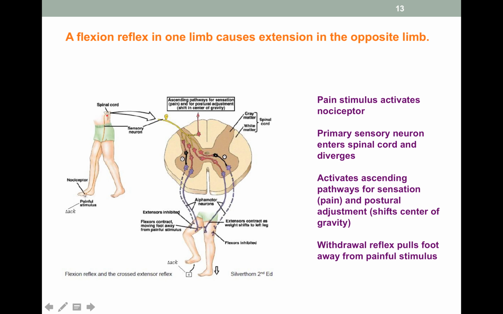And so in this particular example, it needs to get sent to the other leg because it needs to make postural adjustments. So not only do you have to remove your foot from the tack, you also have to prepare the rest of your body to not fall over in the meantime. So this reflex is also going to branch out and address those issues as well. So it will shift the center of gravity. Simultaneously, it will withdraw the foot from the painful stimulus.